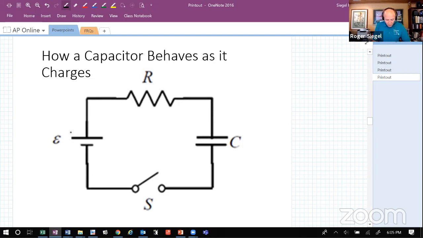So we're going to start with the battery here. This is what's called an RC circuit, and we say behaves as it charges. So we're going to start with no charge, 0. I'm going to say at t equals 0, Q is equal to 0. There's no charge on the capacitor.